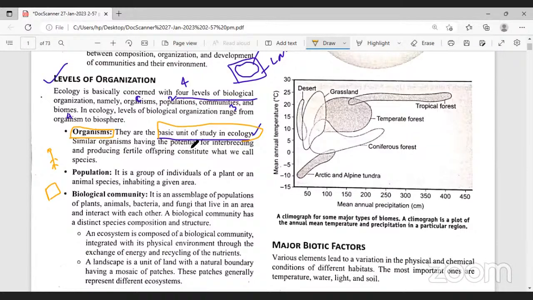Similar organisms having the potential for interbreeding and producing fertile offspring constitute what we call a species. Suppose a particular organism can produce its own offspring due to fertility, so that is collectively called a species. Human species, dog species, monkey species, rat species, likewise. So the organism is the basic unit of ecology. So more than one organism. So take an example here.